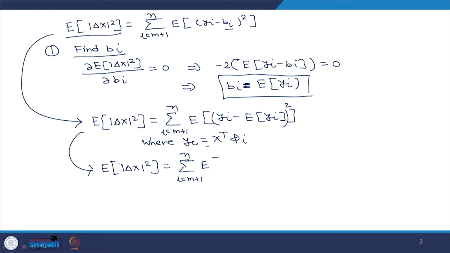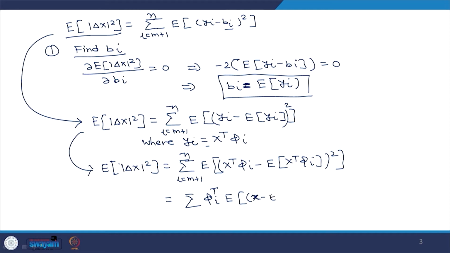So, E of x transpose phi i minus E of x transpose phi i, and square of this becomes summation phi i transpose E times x minus Ex, x minus Ex transpose, and then phi i.